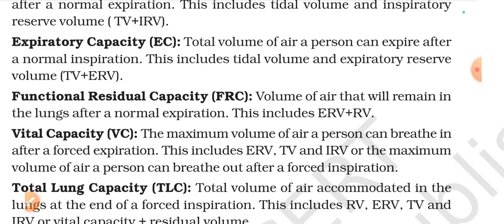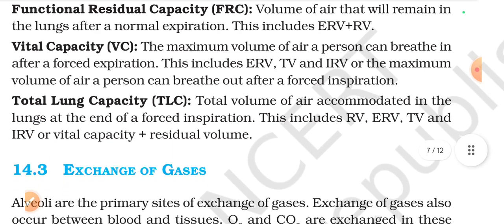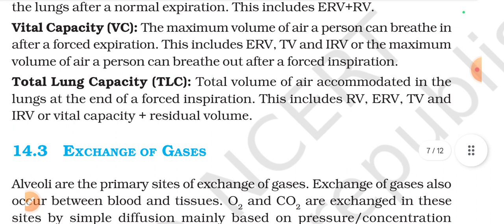inspiration. Total lung capacity, TLC. Total volume of air accommodated in the lungs at the end of a forced inspiration. This includes RV, ERV, TV, and IRV, or vital capacity plus residual volume.